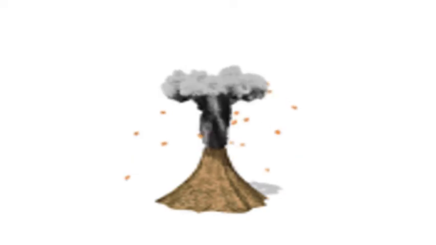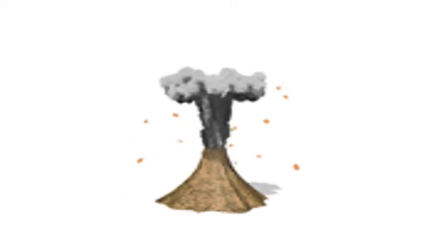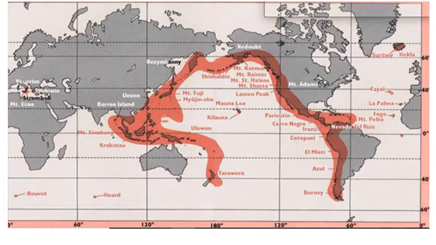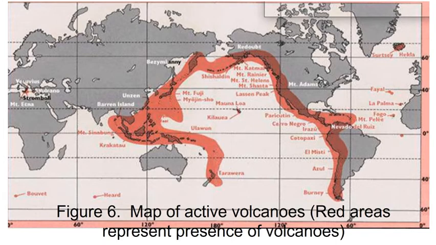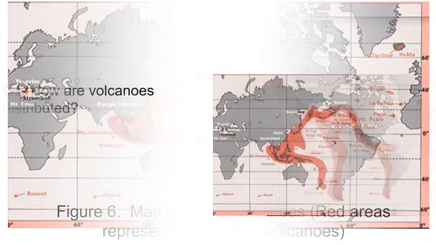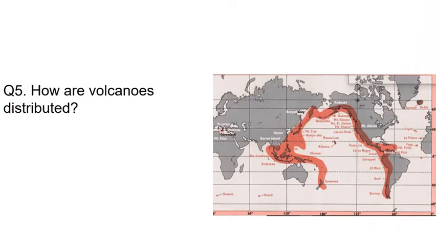Next is the map of active volcanoes of the world. This is the map of active volcanoes. The red areas represent the presence of volcanoes. Kindly study the map carefully. Question number 5. How are volcanoes distributed?